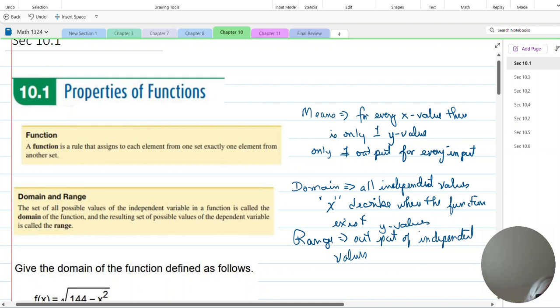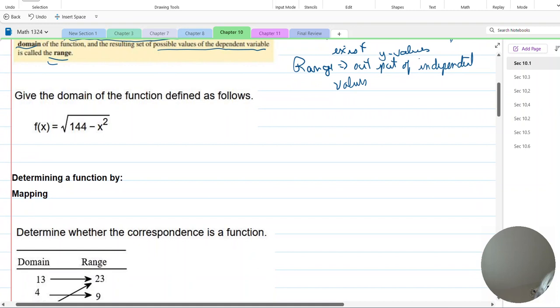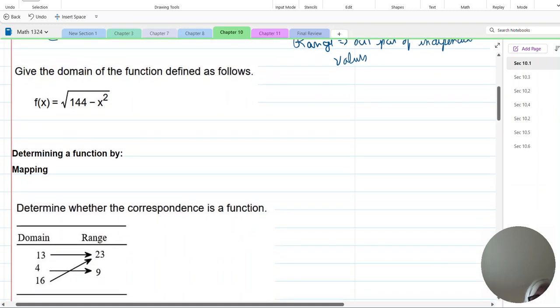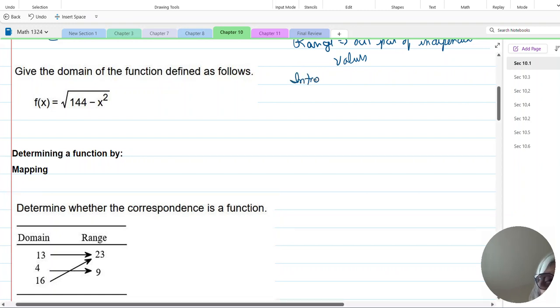Now, here's how the description is said in the textbook. The set of all possible values of the independent variable in the function is called the domain. The resulting set of possible values of the dependent variable is called the range. So in our range, we're saying all the outputs. So here we have an example. And this one introduces some information we should know.